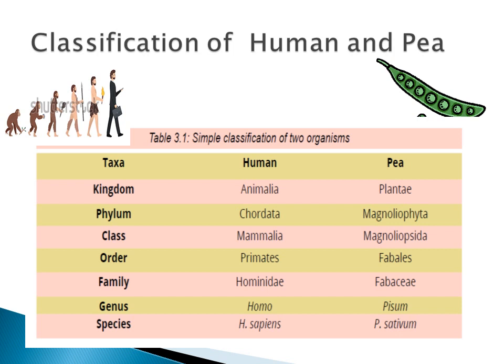So through this we can easily categorize which genus, which family, which order, which class, and which phylum or which kingdom an organism belongs to. We can easily trace the evolutionary history, from where it's evolved, to which organisms it has the close resemblance, and to which organisms it has the least or distinct resemblance. So through this classification we can easily study the organisms.